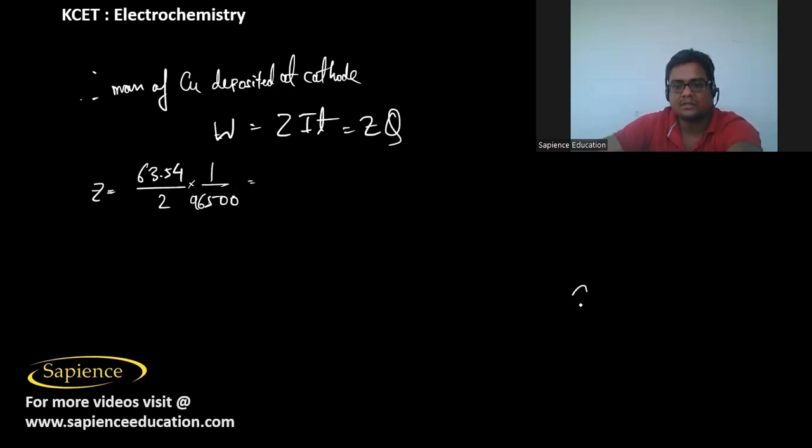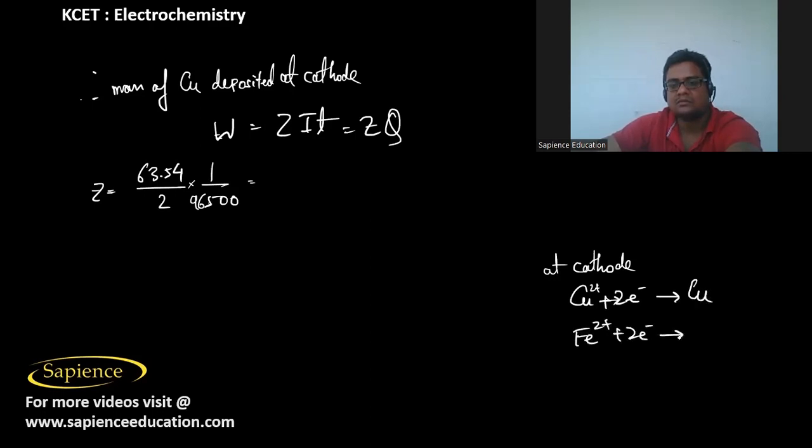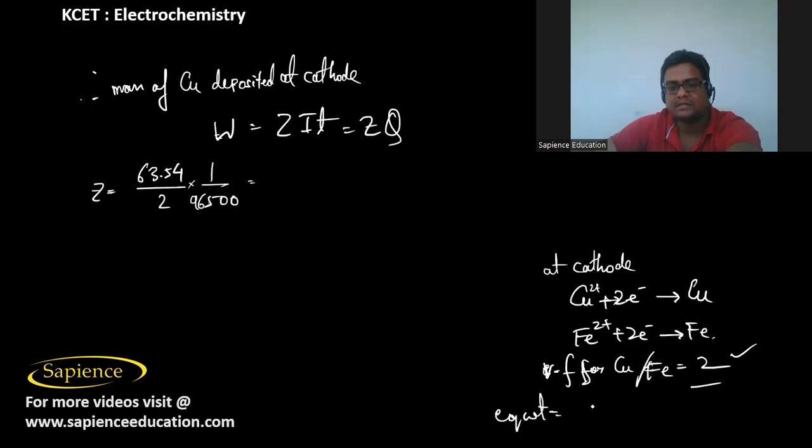Since Y here at the cathode, copper will change into, means Cu2+ ion will gain 2 electrons to form copper atoms, and Fe2+ also will gain 2 electrons to form Fe atoms. So the valency factor for copper is also 2, and valency factor for iron is also 2. And as we know, the equivalent weight is given as the molar mass of copper divided by the valency factor.